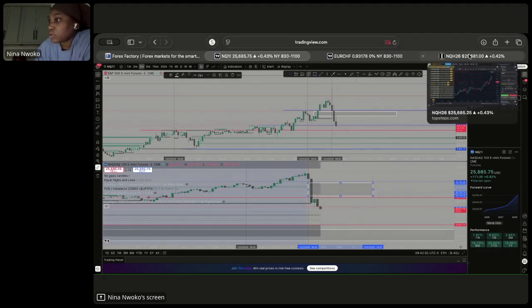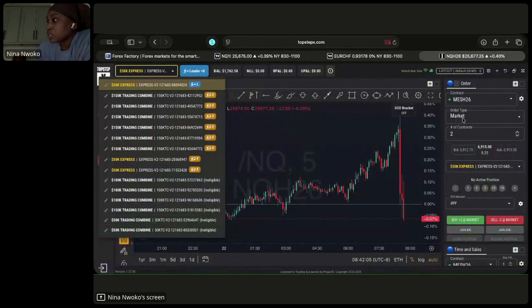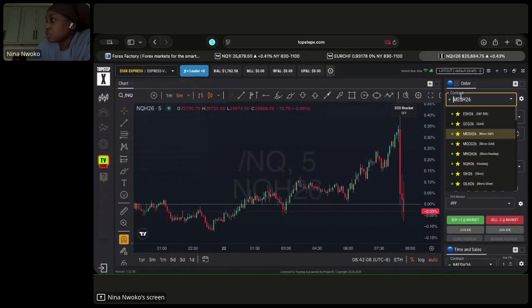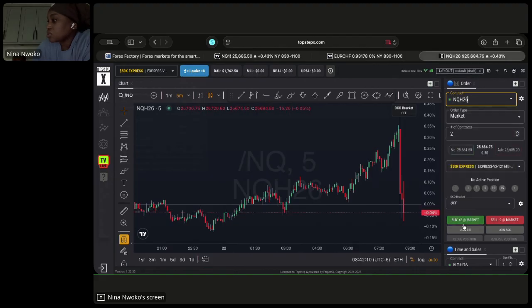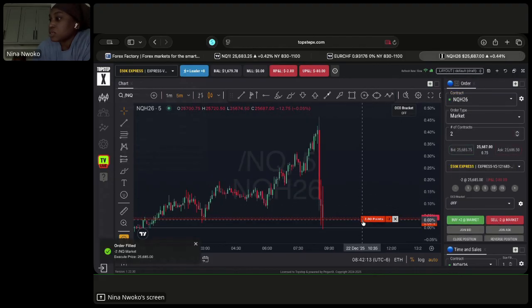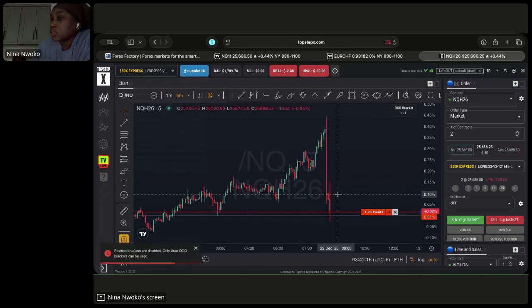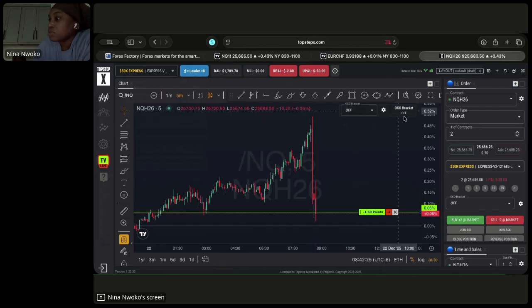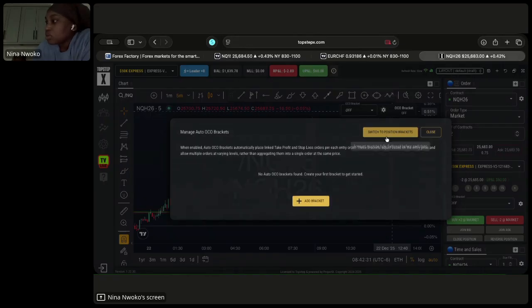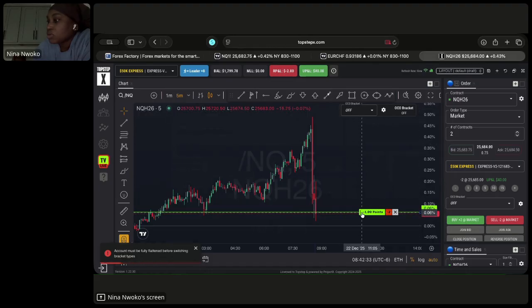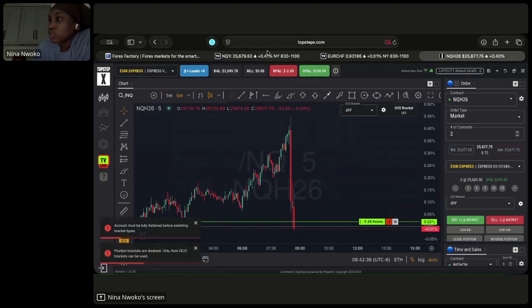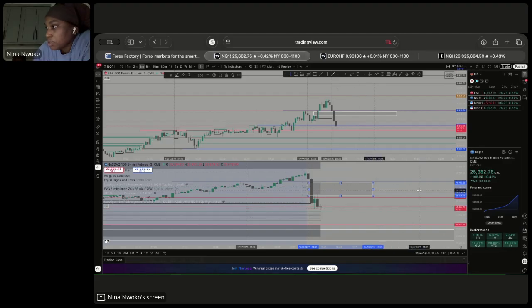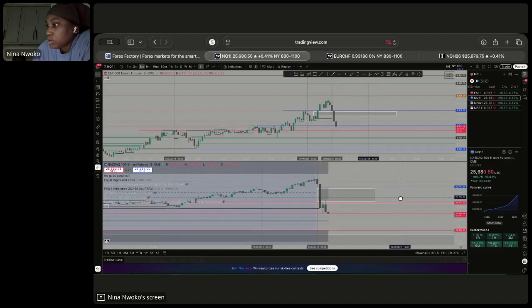So we're going to go NQ, 2 contracts. So here's the right one. Oh, maybe I turned it off. Weird. Oh. Okay, so I'm just going to have to watch it. For some reason, I can't set my stop on there.